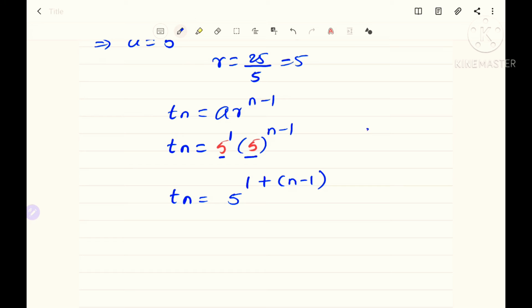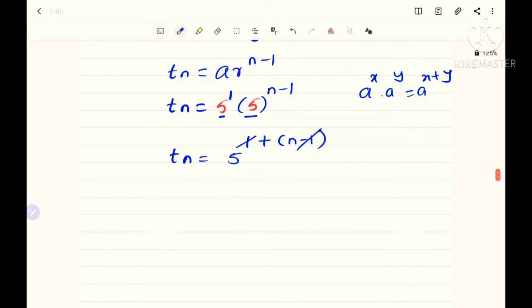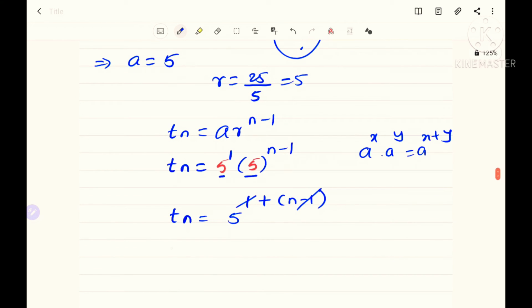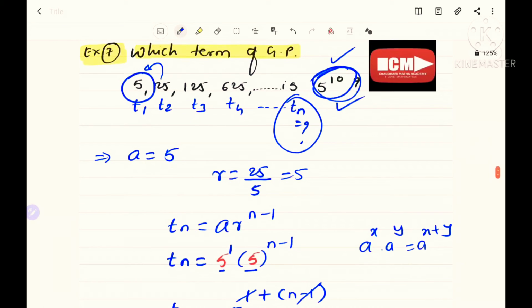So here I am using the laws of indices like a raised to x times a raised to y is a raised to x plus y. Since the base was same, I added the powers. So this plus 1 and minus 1 cancels. Since we don't know the term in which 5 raised to 10 is present, try to observe. We want to find a term in which this 5 raised to 10 is present.